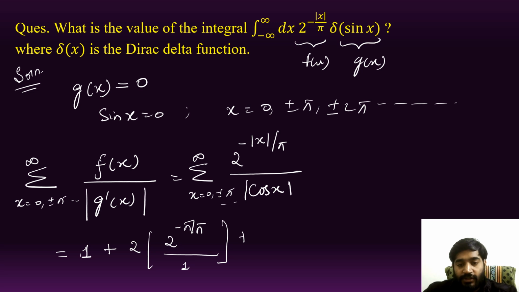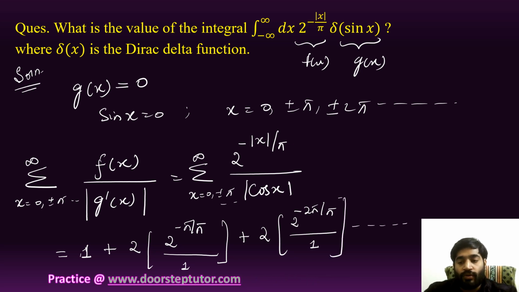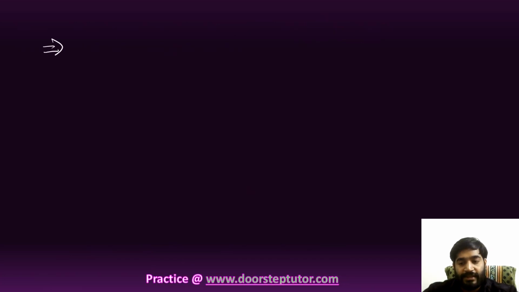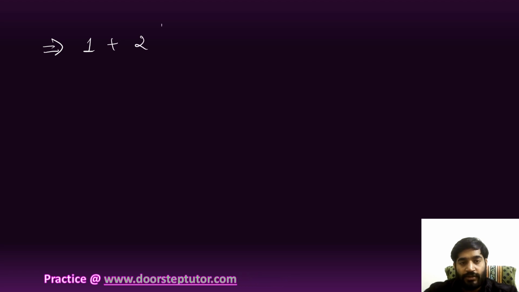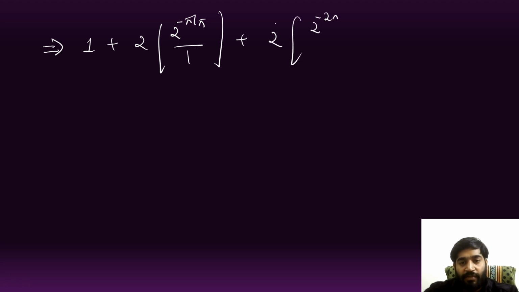Same way, it's 2 times, if you put the value 2 pi, so 2 to the power minus 2 pi by pi, and the cos is going to be 1. Okay, so this goes on. Clear? So after solving this, what we got is 2 times 2 to the power minus pi by pi over 1, plus 2 times 2 to the power minus 2 pi by pi over 1, and this goes on.